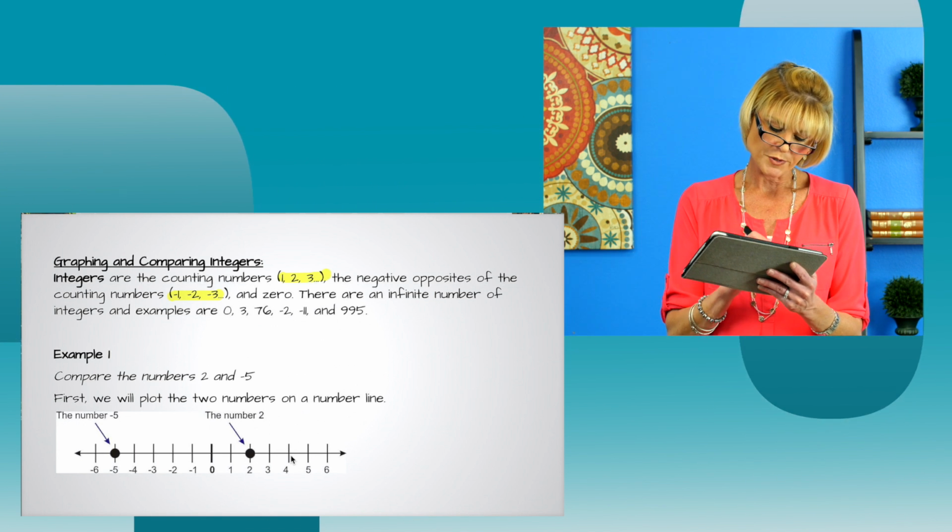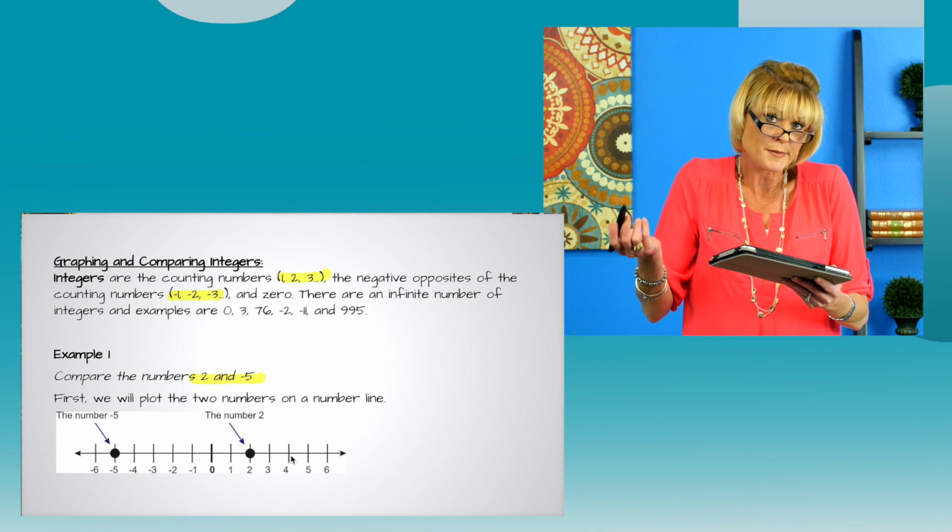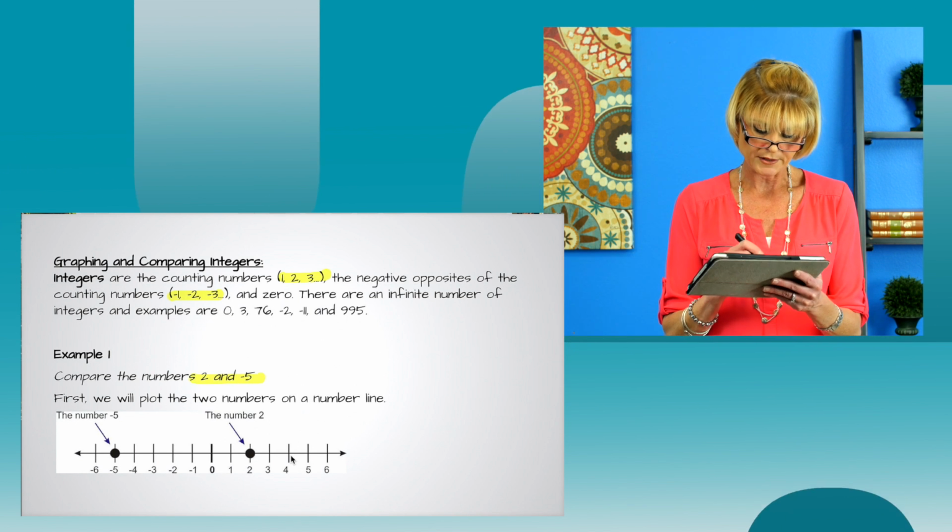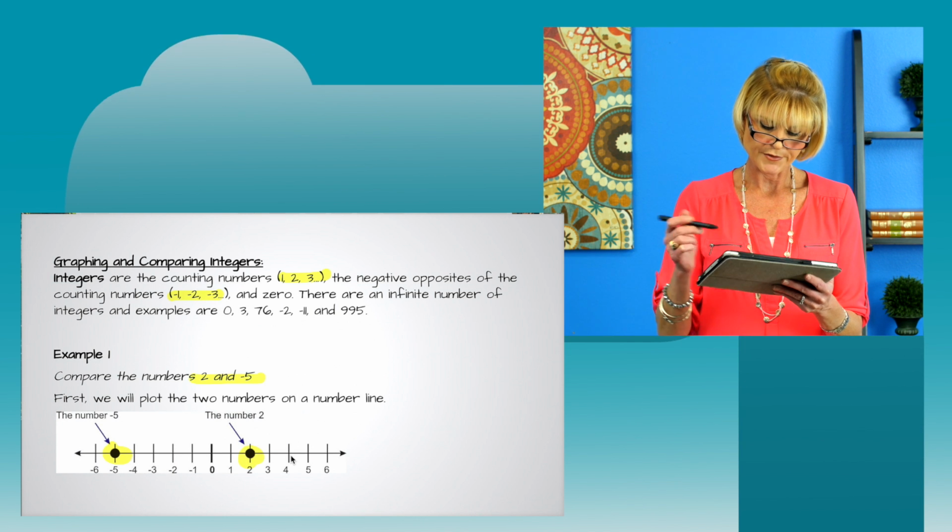Here's an example. Compare the numbers 2 and -5. If a problem asks you to do that, all you have to do is plot the two numbers on a number line. And they're there.